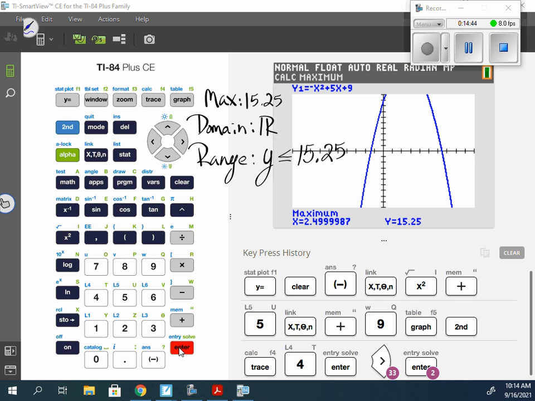Now, 2.5 is our x value, yes? So it is increasing from negative infinity, coming from the left side, because it is coming up, to 2.5. And it is decreasing from 2.5, comma, infinity. It's going down.